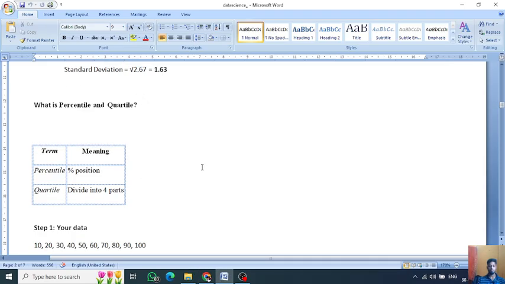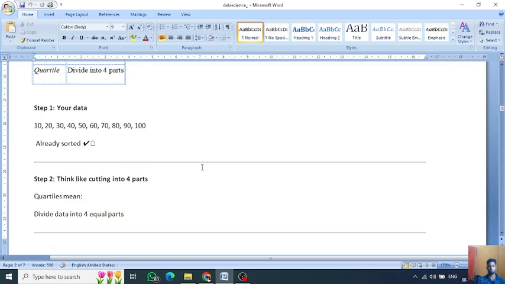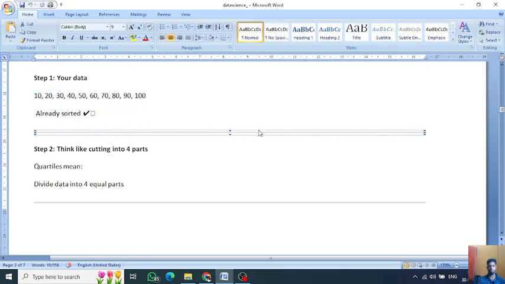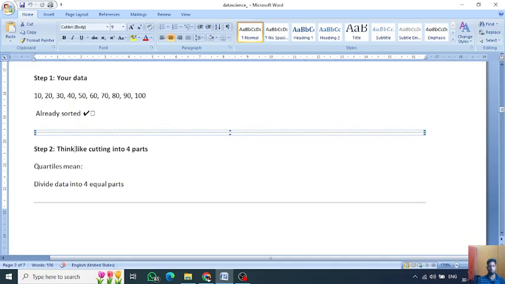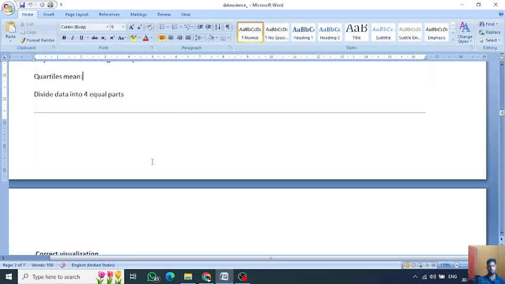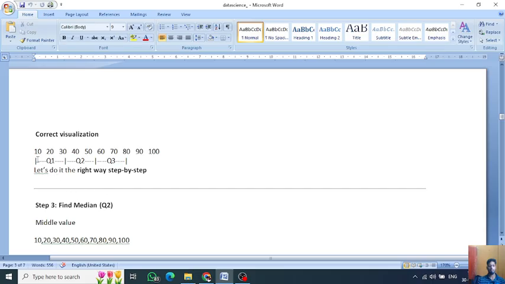Let me show you your data set like this, as I told. Now we are cutting the data set into 4 parts. Quartiles means dividing data into 4 equal parts, as I told before. So in this way, it's a pictorial view, dividing Q1, Q2, Q3.